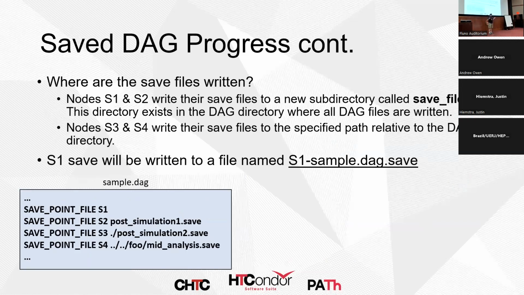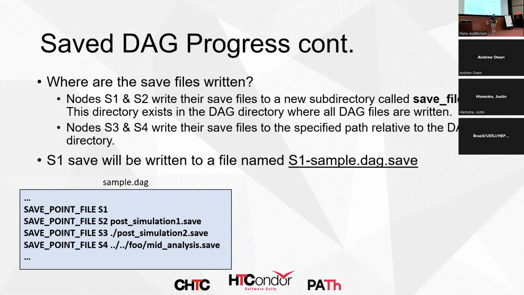This is a new feature. The question is, where do these files get written? If you give us a path, we will use that path. You tell us where to write it, we'll write it. We'll attempt to write there. If you don't have file permissions, give us a better path. If you give us a file name, we'll write it as a file name. Otherwise, if you just say, I want a save point file, we'll write that in this new subdirectory called save files. This will be in your DAG directory for all those plethora of files that we discussed earlier on. This will be written as the node name, the DAG file that it's from .save.